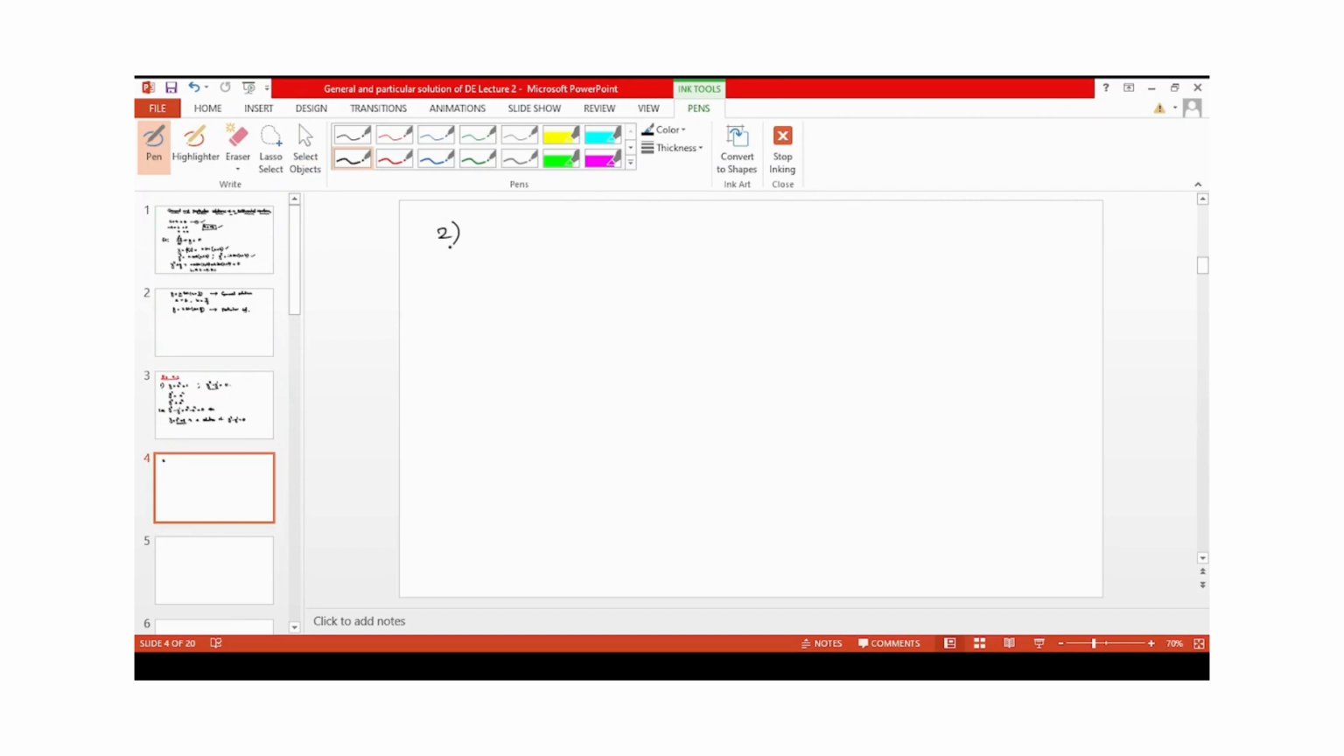Let's move to the next question. Y equal to x square plus 2x plus c, y double dash minus 2x minus 2 equal to 0. Again, I'll consider the LHS part. Since the LHS contains the first order derivative, y dash is equal to 2x, the derivative of x square, plus 2, the derivative of 2x, and the constant derivative is 0.